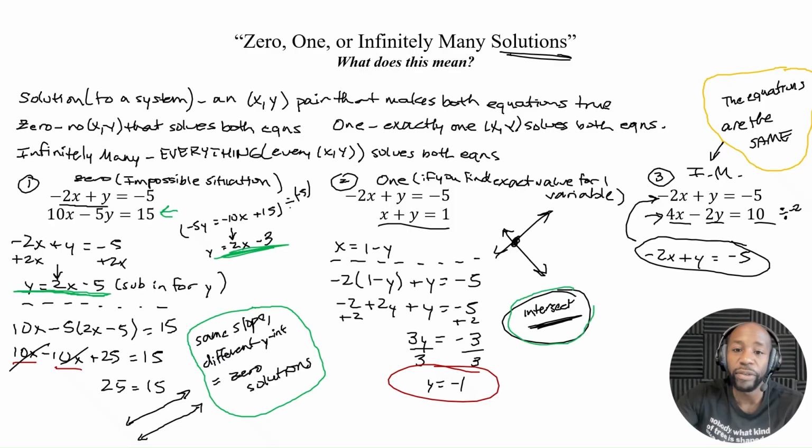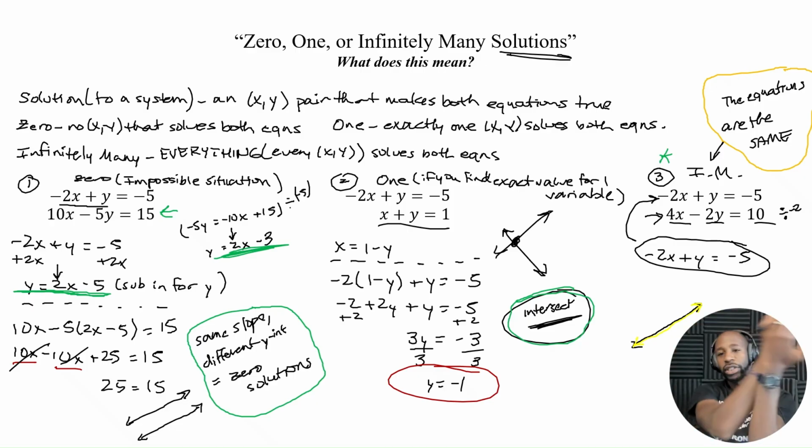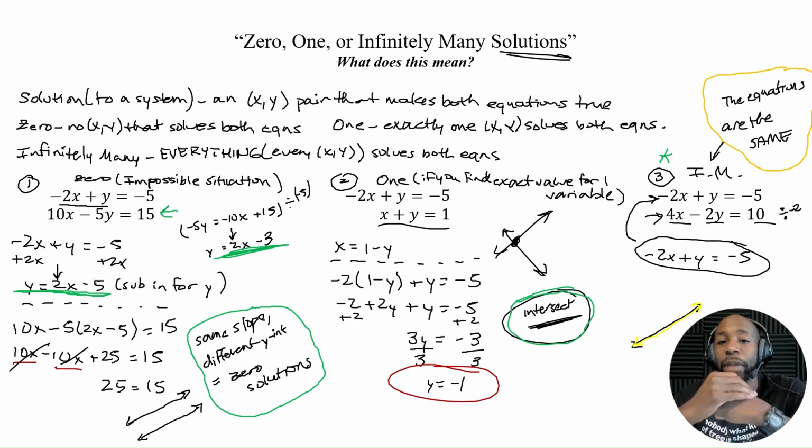And then finally, with this third example, what you have is a line. For example, this would be maybe looking like this. And then when you graph the second one, because it's the exact same thing, these lines would just lay right on top of each other. They're exactly the same at every single point. Okay? So that's how you can tell whether you have zero, one, or infinitely many solutions.